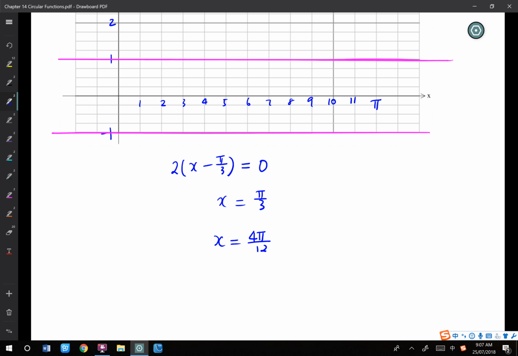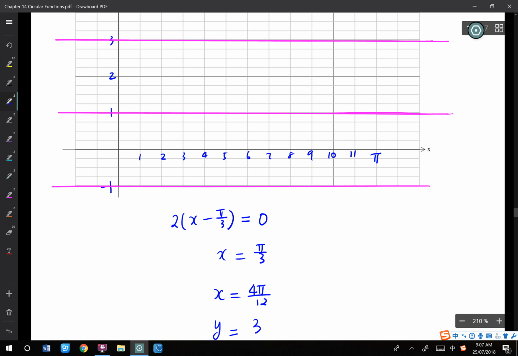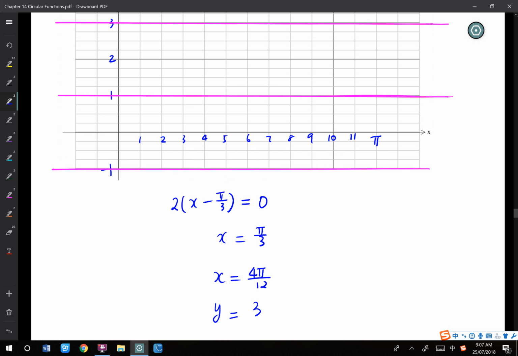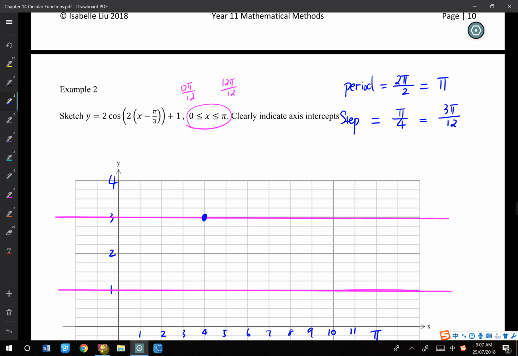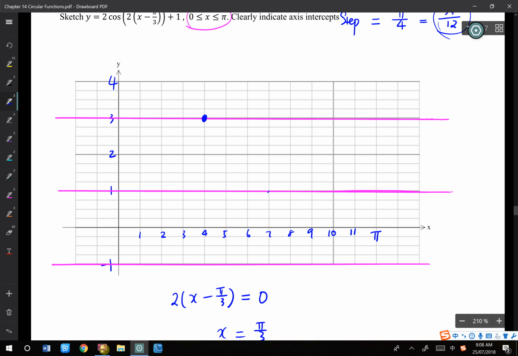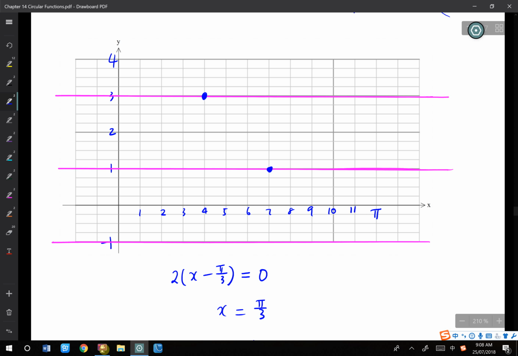Okay, do I have a maximum or a minimum for this one? Maximum, because a is 2, which is positive. So y should equal 3. So I have 4 pi over 12, comma 3, which starts from here. Each step needs to move 3 boxes because it's 3 pi on 12. So I move 3 boxes, move to 7, and then the point will move to here. And move another 3, which gets to 10. Then the point will move here.